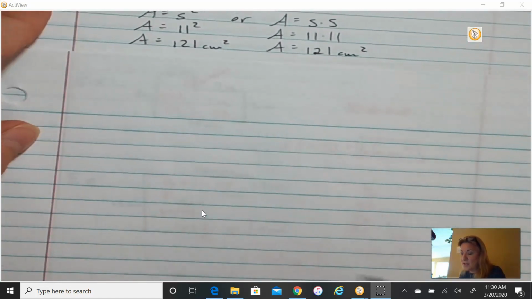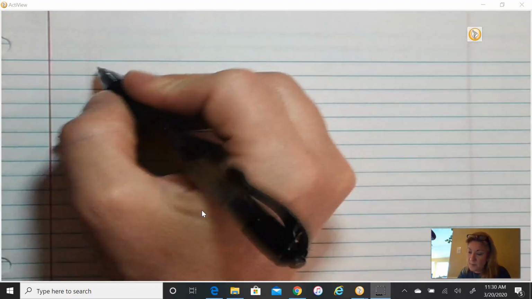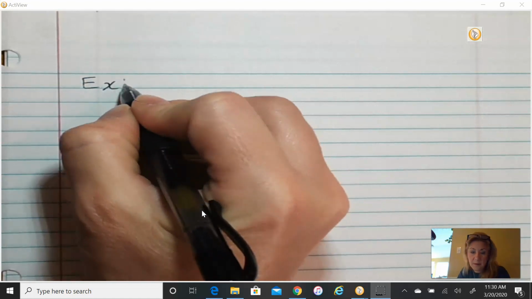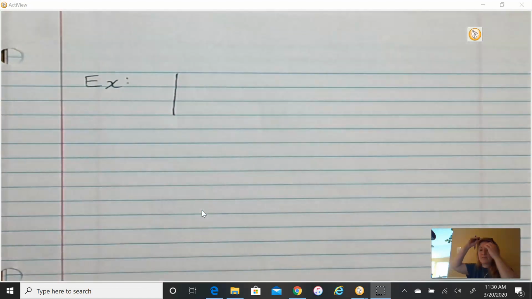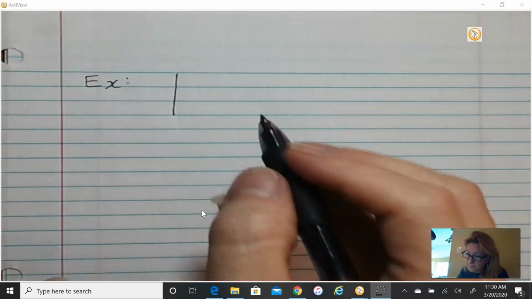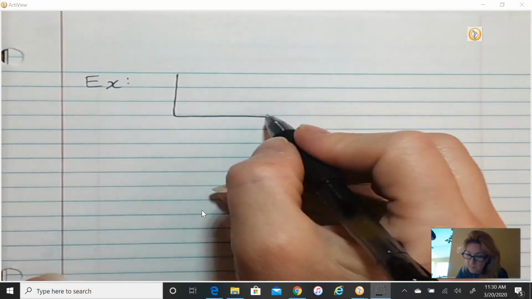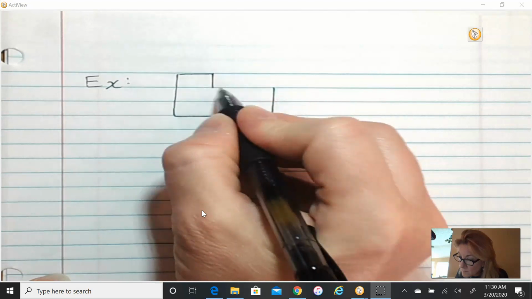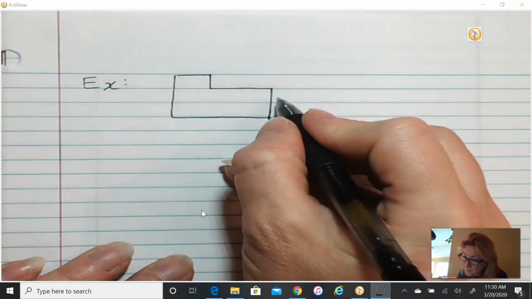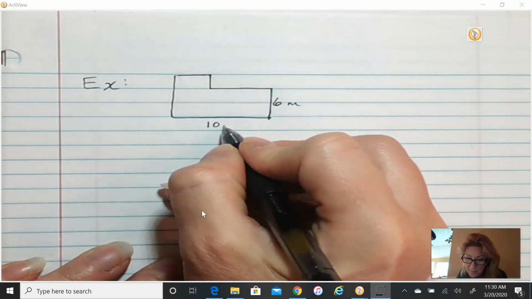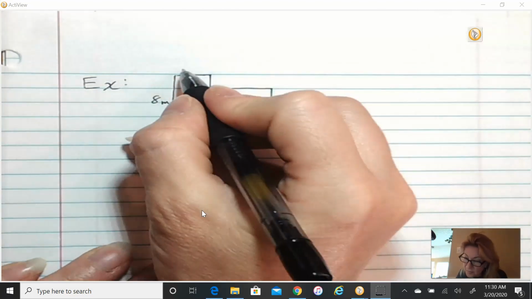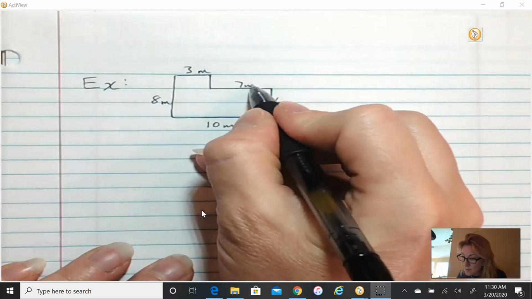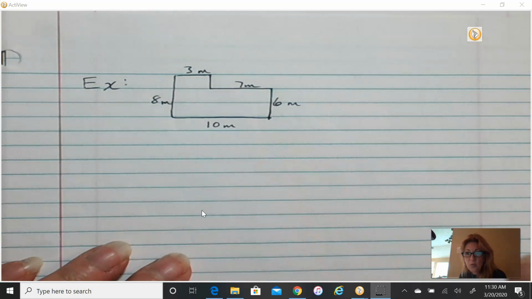All right, the next thing I want to show you is when we have a drawing. Let's say the drawing looks like this. Let's say this is 6 meters, this is 10 meters, and this is 8 meters, 3 meters, oh, and 7 meters. Okay, we want to find the area of a weird looking drawing or object.